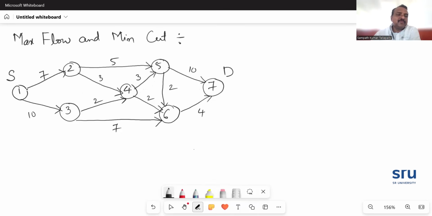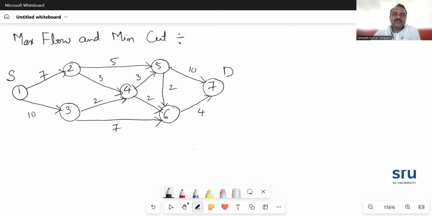From vertex 1 to vertex 2, the capacity is 7. It means that 7 units of fluid can be sent from the first vertex to the second vertex. But I can go in this way, and I can also go in this way. So which is the maximum? Here the maximum is 5, so I'll choose this path. Though we get 7 units of fluid here, we can send only 5 units of fluid from the second vertex to the fifth vertex.